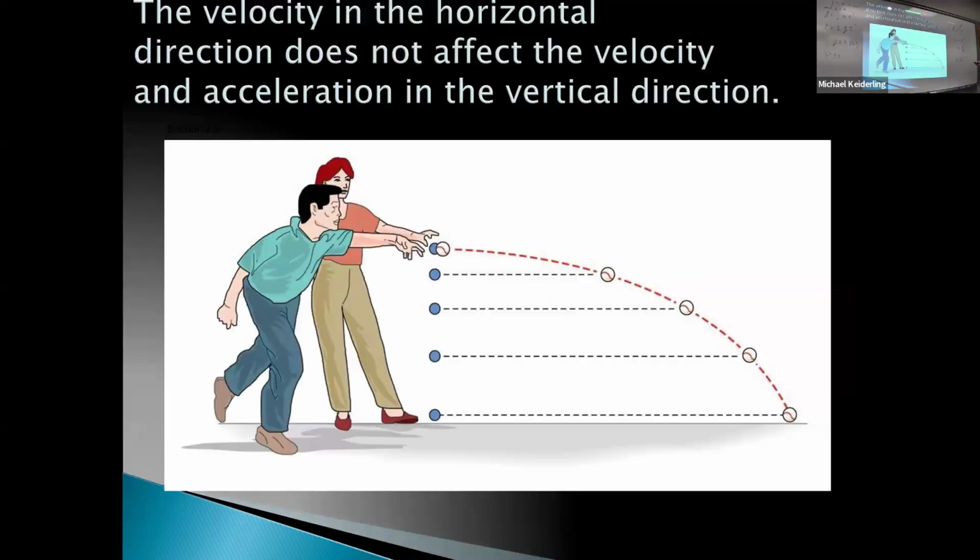So if you drop a ball and throw a ball horizontally from the same height, they'll always be at the same height. They'll hit the ground at the same time. The velocity in the horizontal direction doesn't affect the velocity and acceleration in the vertical direction. You can treat them separately.